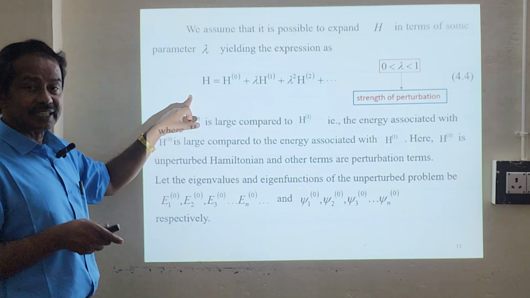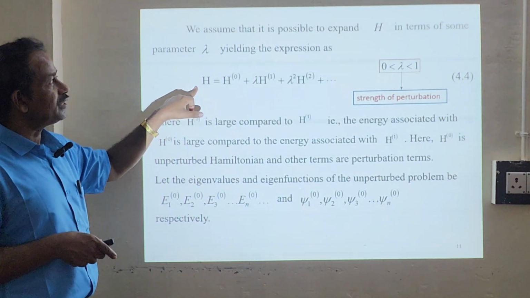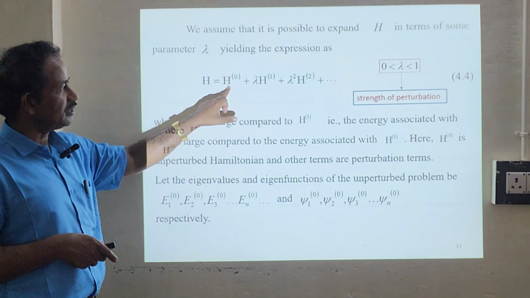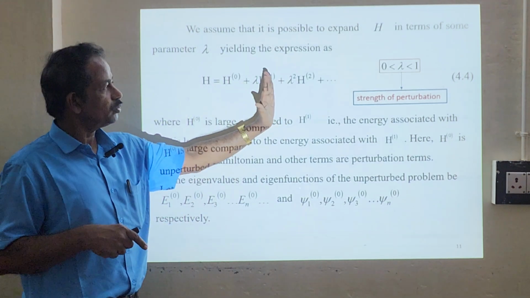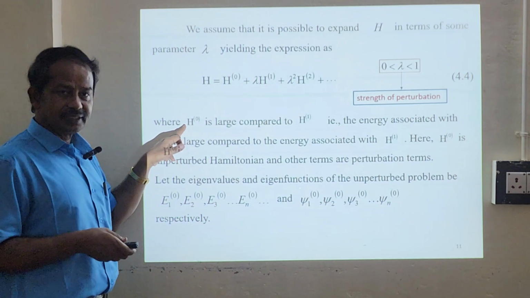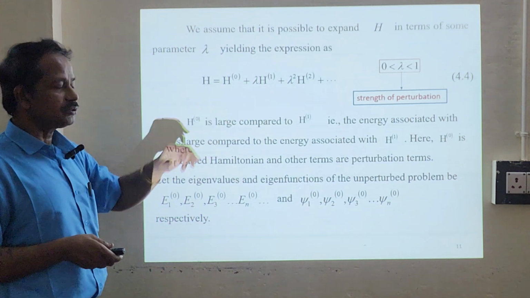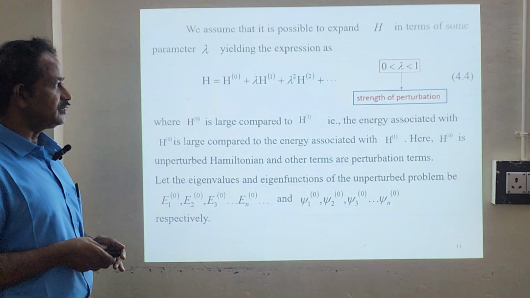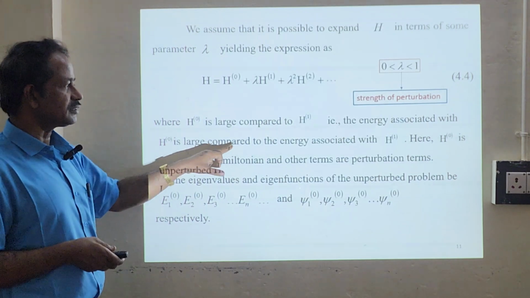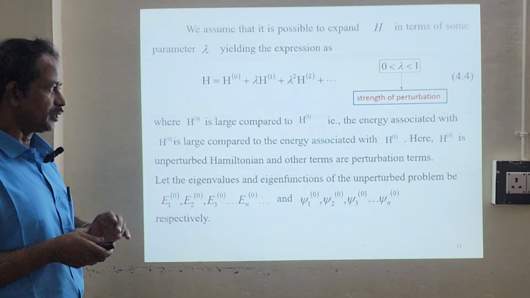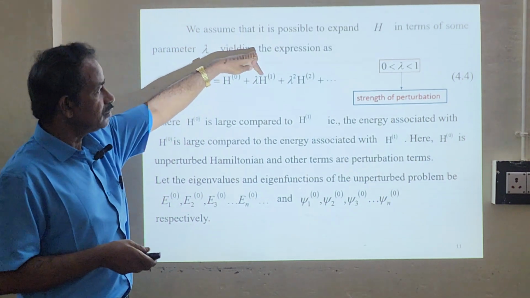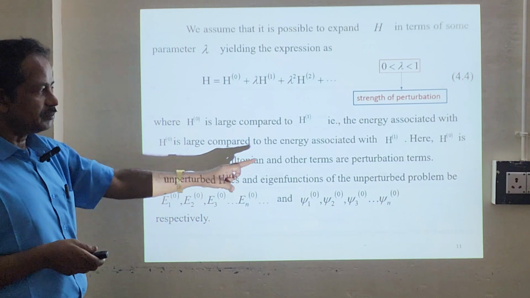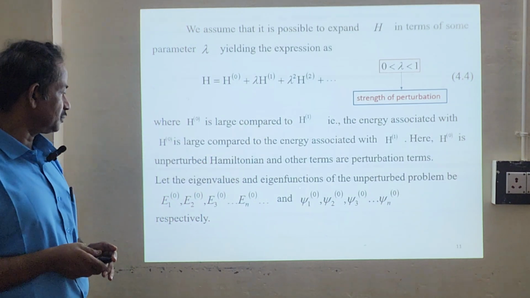The equation with lambda is given by H equals H0 plus lambda H1 plus lambda squared H2, and it goes on. As I said, H0 is large compared to H1. The energy associated with H0 is large compared to the energy associated with H1. So this is the unperturbed Hamiltonian, and the rest are called perturbed terms.